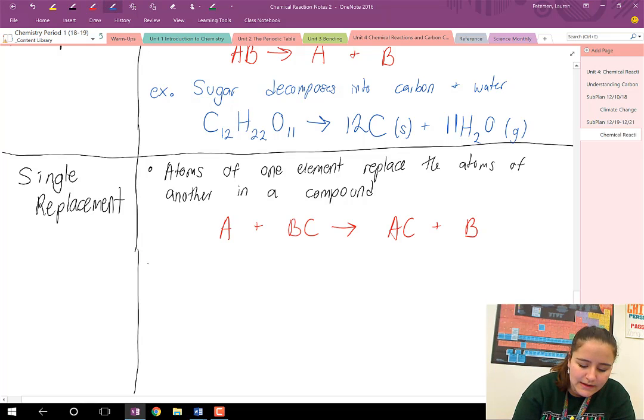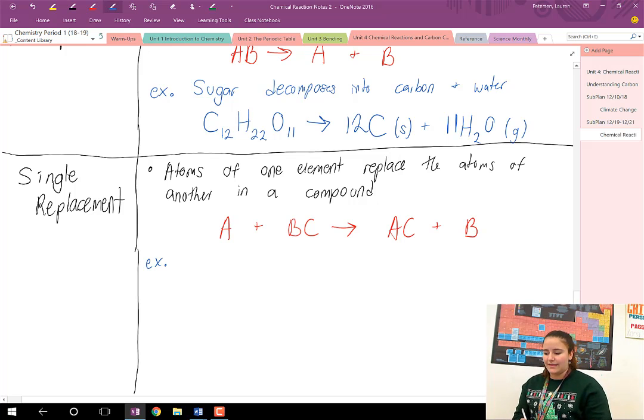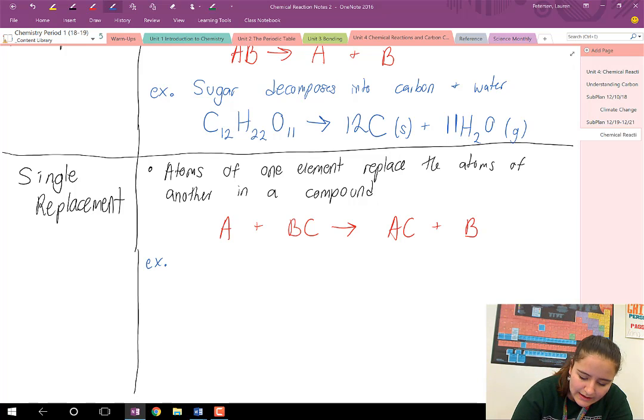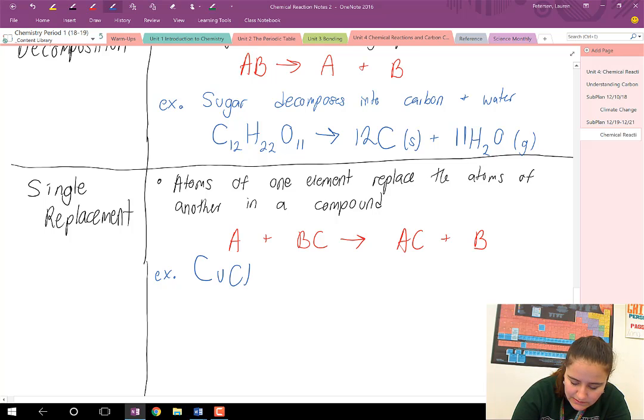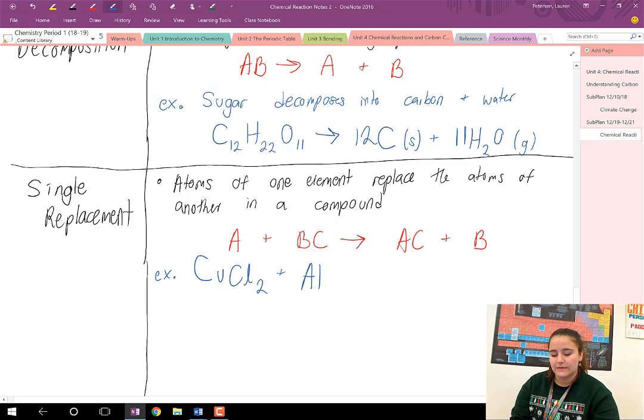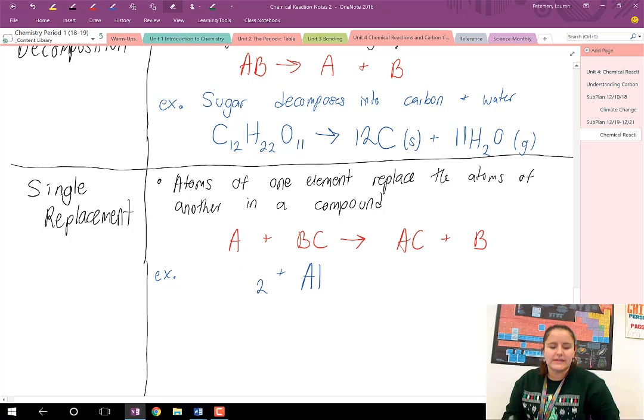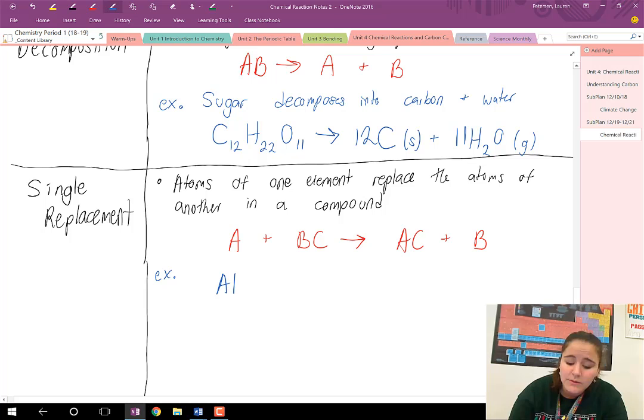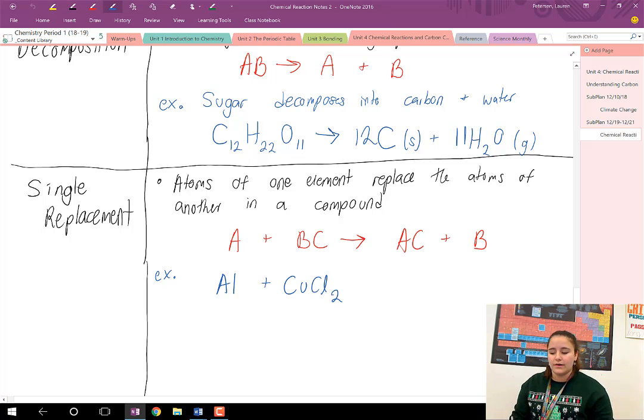An example of this one that we saw in our lab was when we dropped aluminum into copper chloride. Okay, so we had copper chloride, which is CuCl2, reacting with aluminum. Oopsies, I wrote that backwards. I'm going to write that the other way for you so it matches the ABC notation that we wrote. There's no right or wrong way to write it. It's just however you prefer. So we have aluminum reacting with copper chloride.